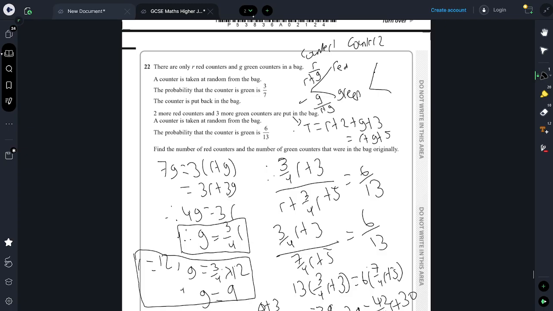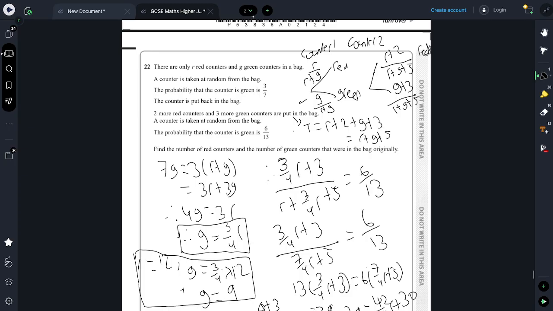And then the second one, it's telling us there are 2 more red counters, so R plus 2, and 3 more green, so green plus 3. Well, actually, that goes to R plus G plus 5. And so the number of red counters now is R plus 2 for red. And the green is going to be G plus 3, because now there are 3 more green counters, plus 5 total. So that's what's going on here.